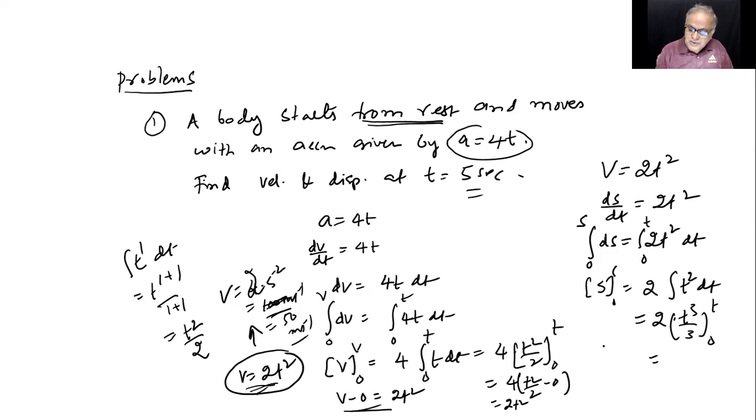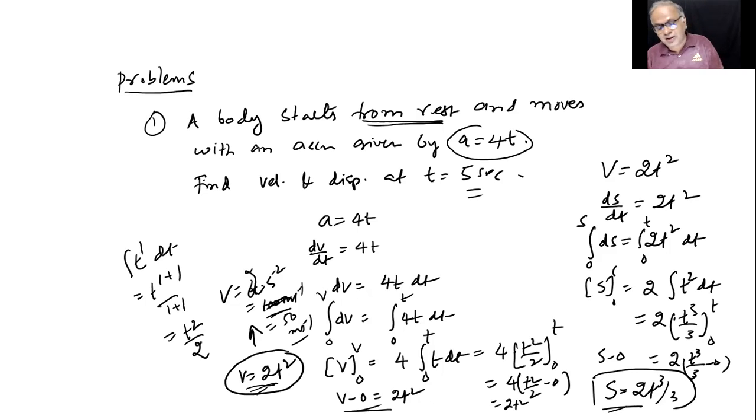How much is it? S minus 0 equals 2 t cubed by 3 minus 0. That is, t was substituted first, t cubed by 3, put a minus sign, substitute 0, 0 by 3. So this is S equals 2t cubed by 3. And you differentiate this back again, you will get V. If you differentiate this back again, you'll get A, if you want to see. So differentiation, integration are like that. Okay.